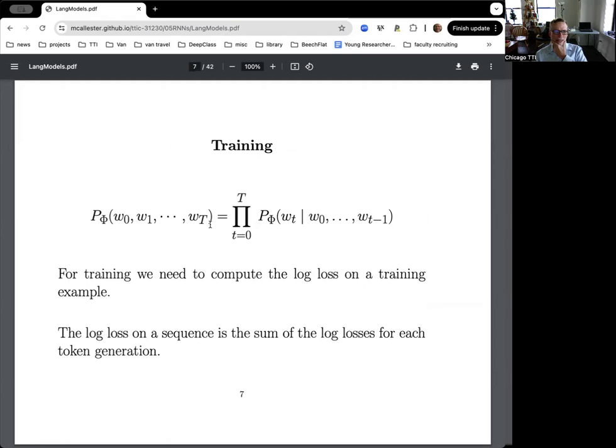So if we take the negative log probability of this product, that's equal to a sum of the negative log probability of the next word given the previous words. So we're summing together the loss at each word.